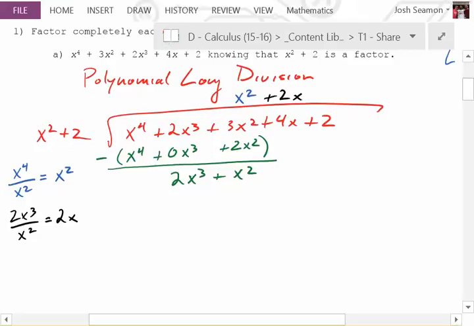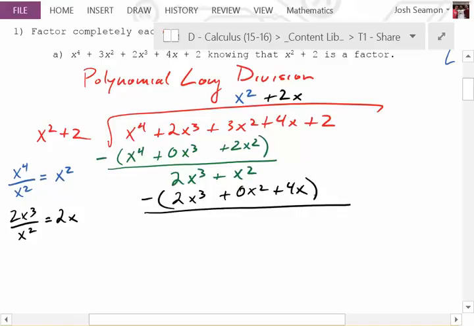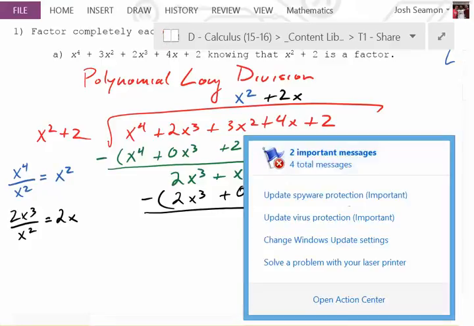Do you just do the same thing again? What's 2x times x squared? 2x cubed. Yeah, and then what's 2x times 2? Plus 4x, like this. And remember I said you do this every single time, put the line in the subtraction. Do you see how I brought that 4x down? Oh, I didn't bring it down yet. That's the new one. I've got to bring down the 4x, sorry.